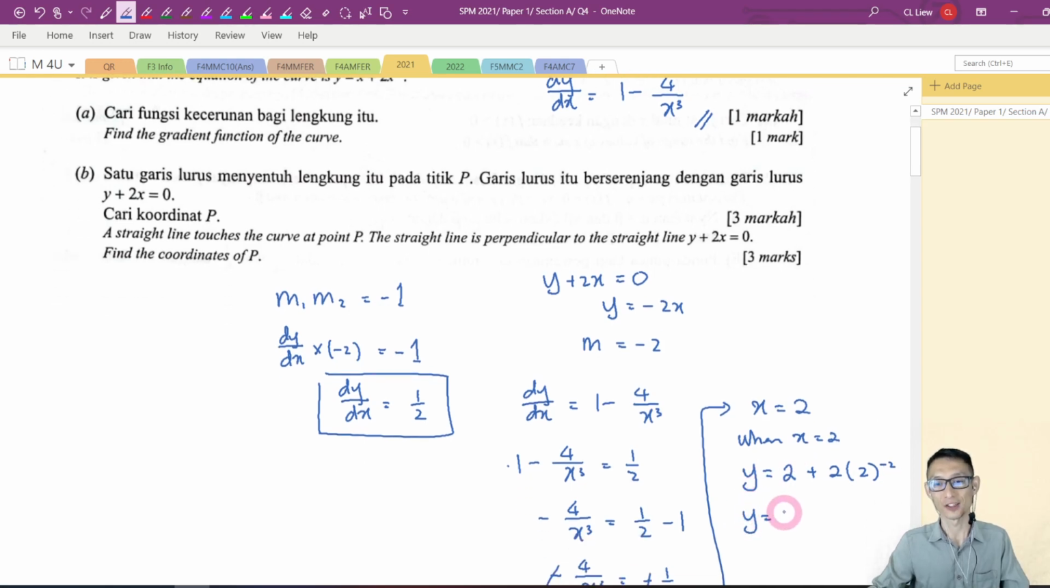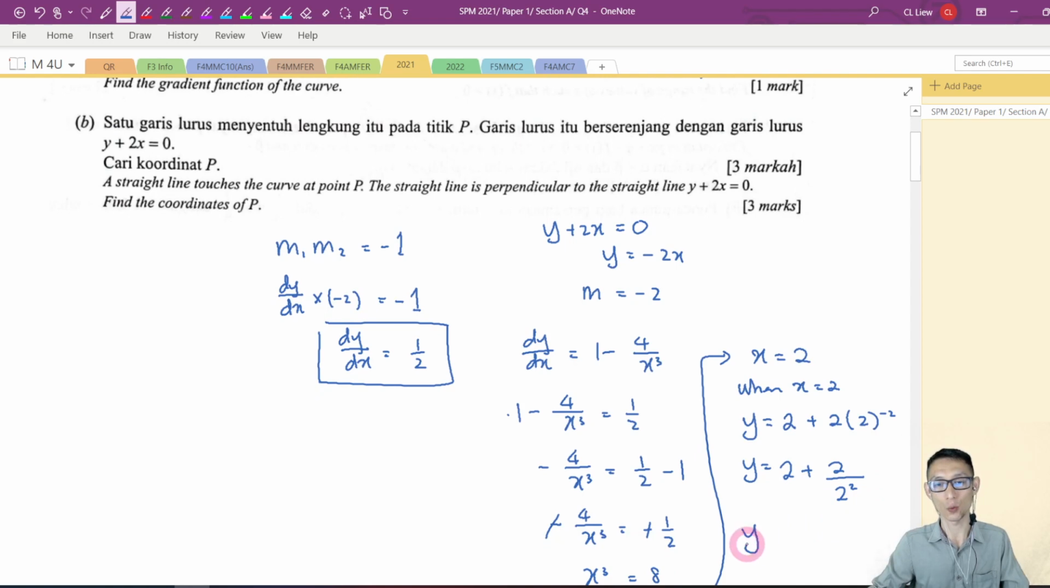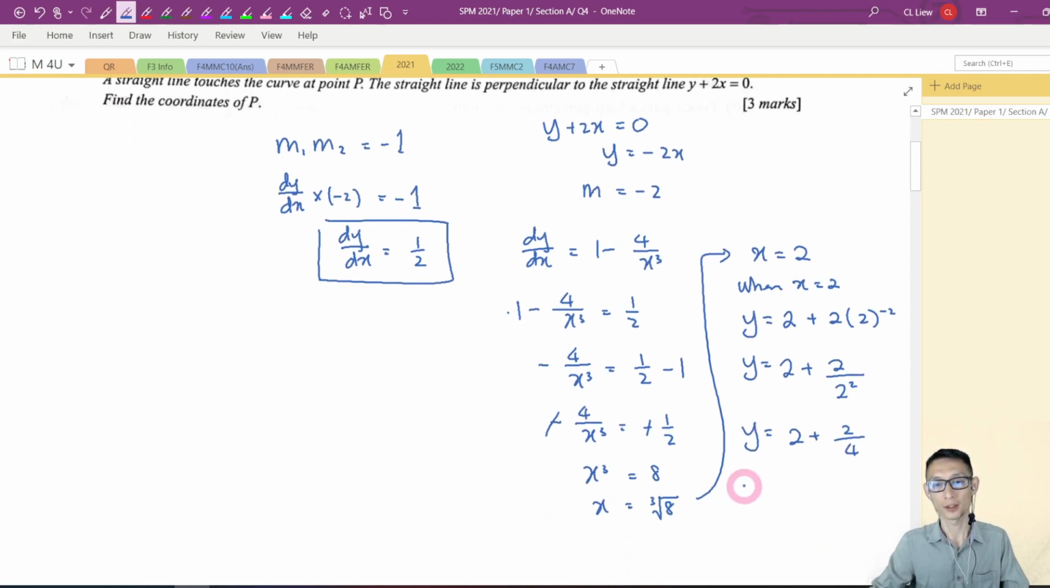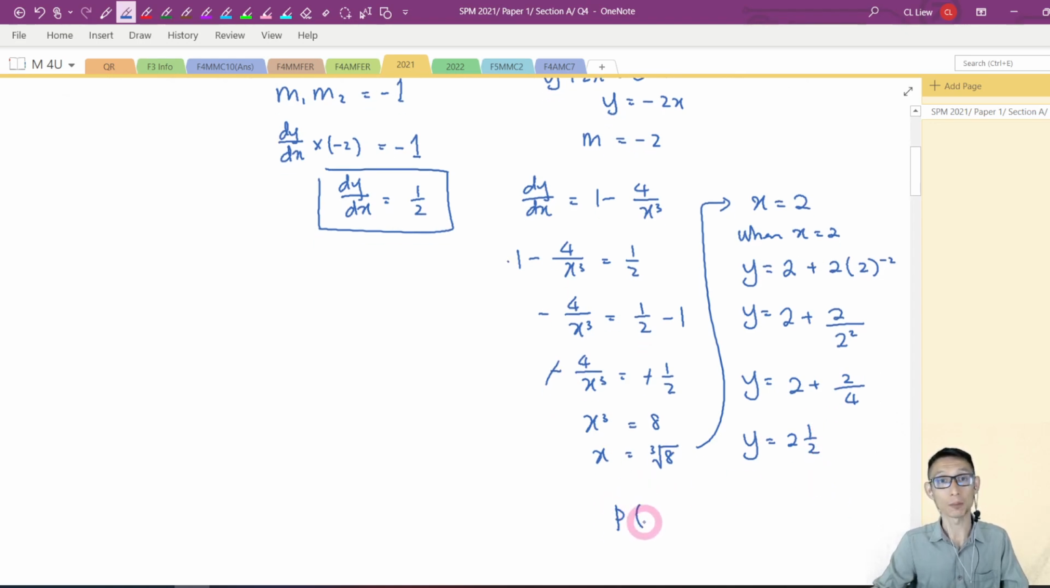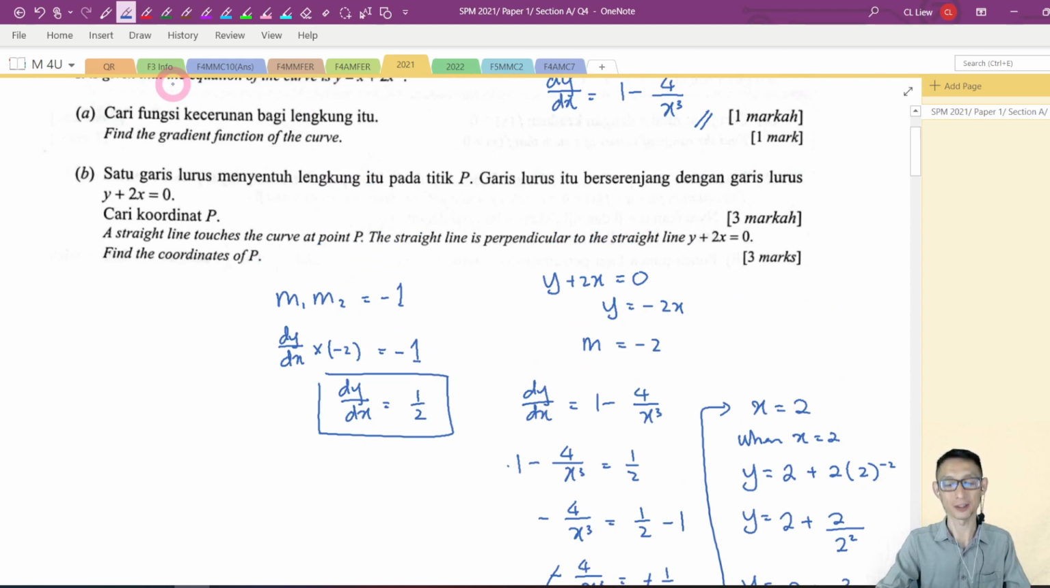Now, this is 2 plus 2 over 2 power 2, right? So y is equal to 2 plus 2 over 4. So this is 1 over 2. 2 plus 1 over 2 will be 2 and 1 over 2. Now we know that the coordinates of P are 2, 2 and 1 over 2. This is the answer for part B.